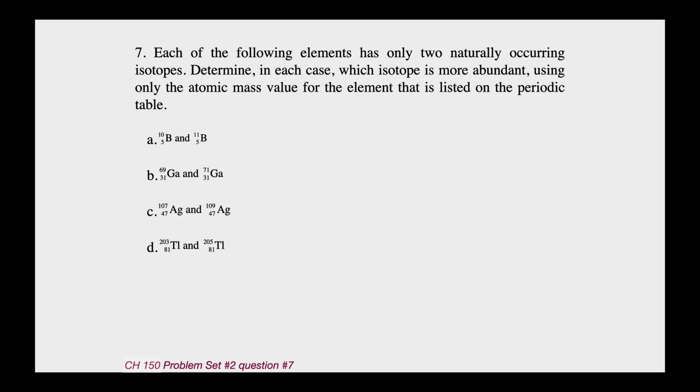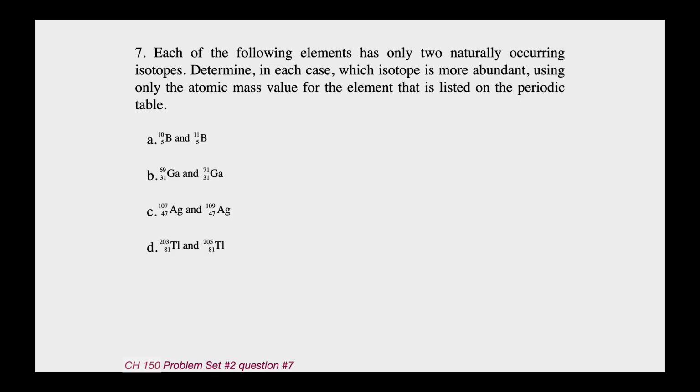Each of these elements has only 2 naturally occurring isotopes. And in each case, we want to predict which isotope is more abundant, all right? Like which one of these is more likely to happen. And at first this question might seem a little weird, but if you think about how this works out, it's not too bad. The key to figuring out what's happening here is to have a periodic table in front of you.